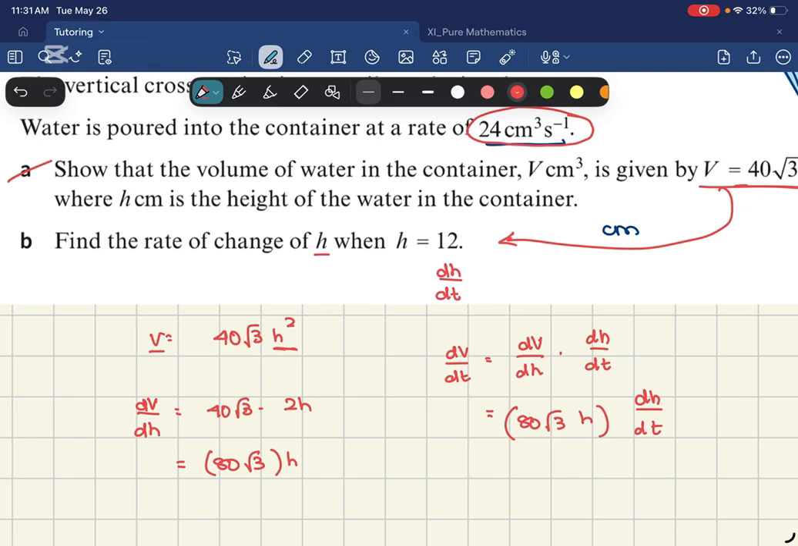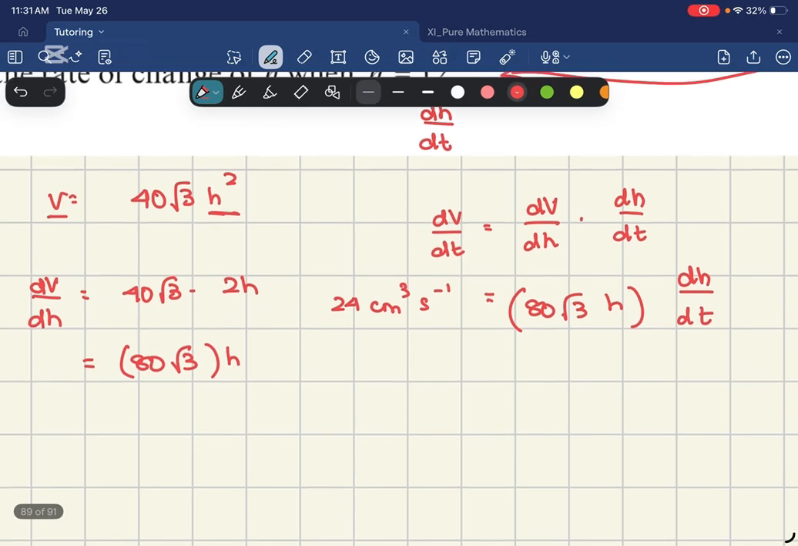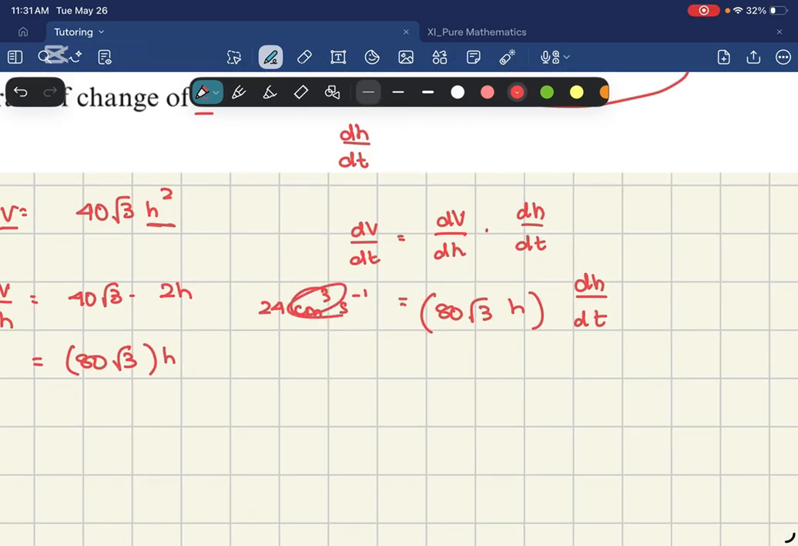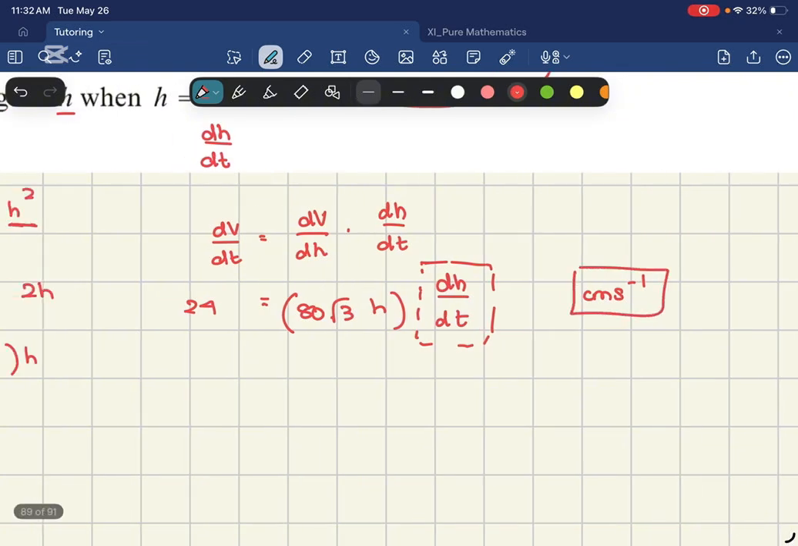Why? Because think about it, water is poured into the container at this rate. That is going to be the rate that the volume of the container is changing. So you just substitute 24 centimeter cubed s minus 1. I'm going to exclude the units here, so I'm just going to use 24. And remember, if you're finding dh by dt, then height is one-dimensional, right? It's just centimeters, so it has to be in centimeters per second. So this is going to be our final units.